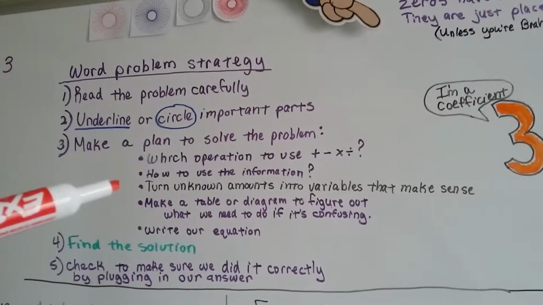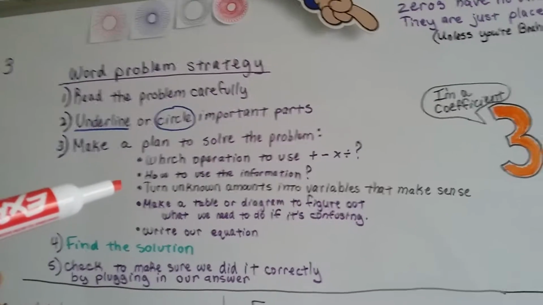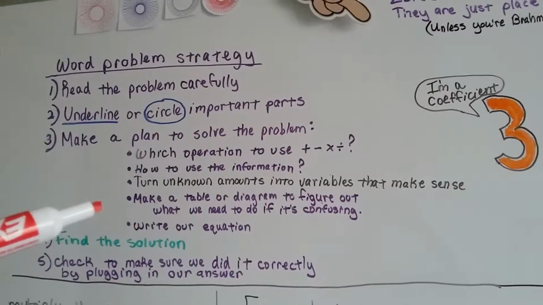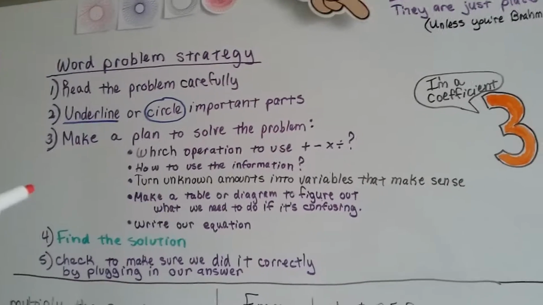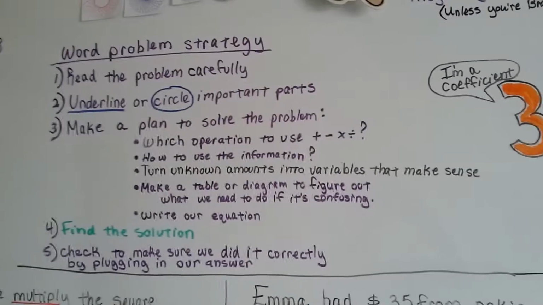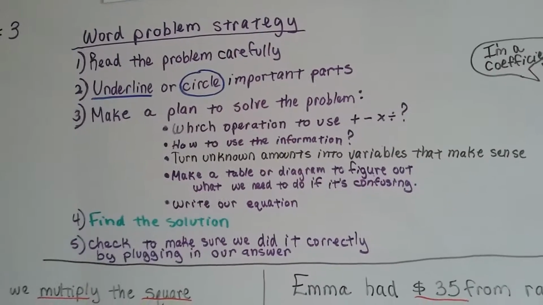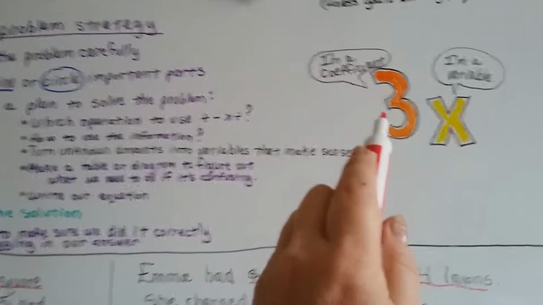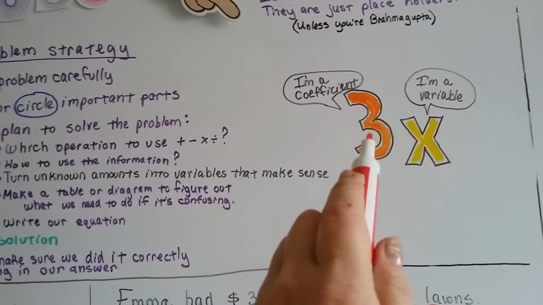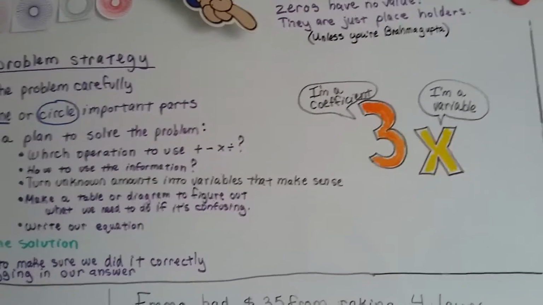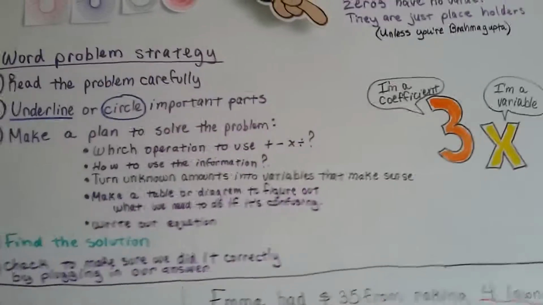So if it's length, we can use an L for the variable, and if it's width, we can use a W. We're going to make a table or a diagram to figure out what we need to do if it's confusing. A drawing may help us. We're going to write out our equation, find the solution, then check it by plugging it into our answer. So remember, this number in front of a variable is a coefficient, and then that alphabet is a variable. It takes the place of an unknown number.